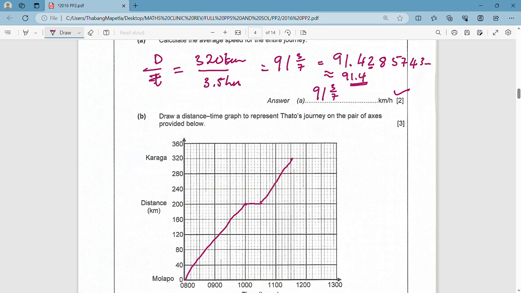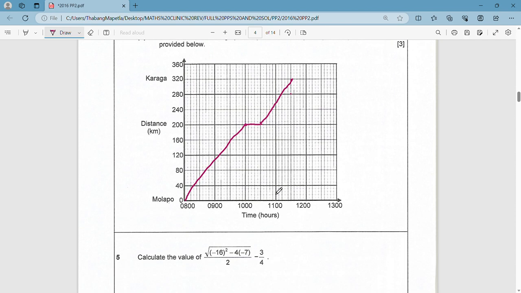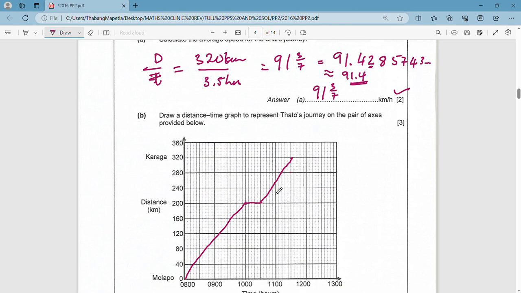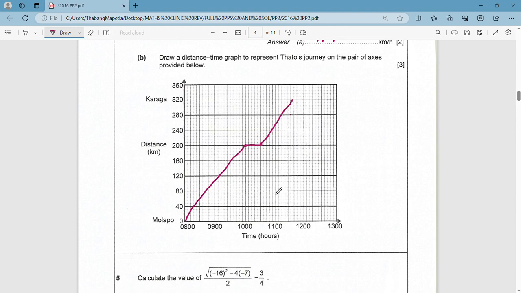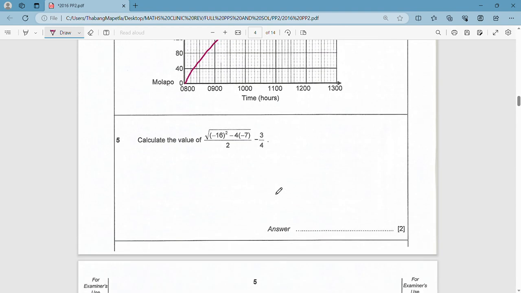Yeah, that will be it. So this will be our distance-time graph. So yeah, then you get 3 marks. Remember, it should be smooth and drawn with a ruler.